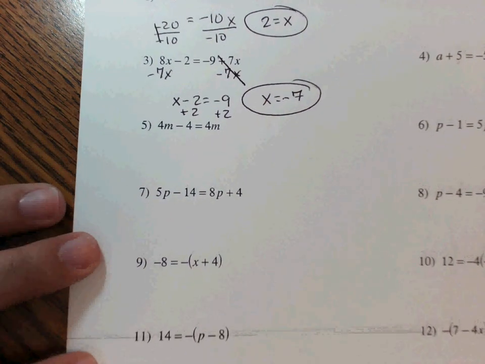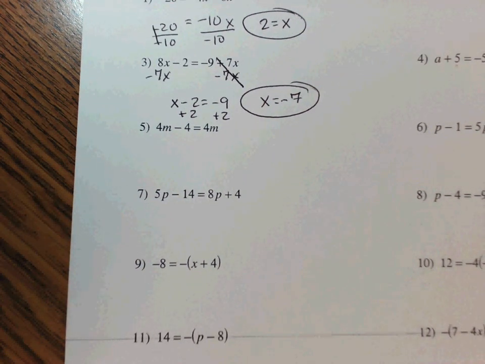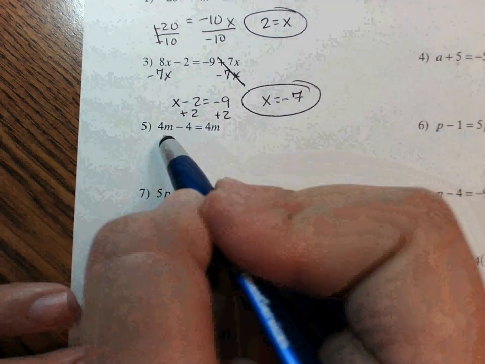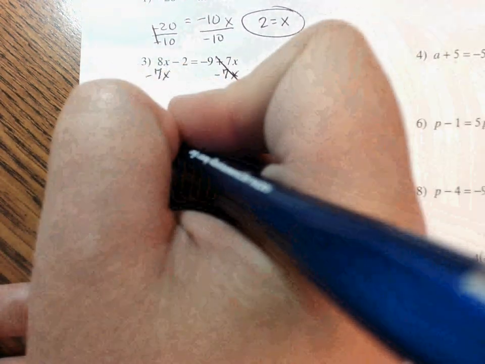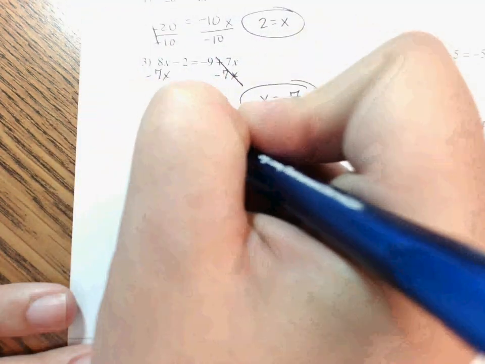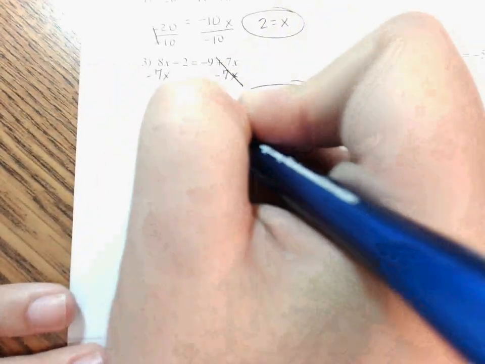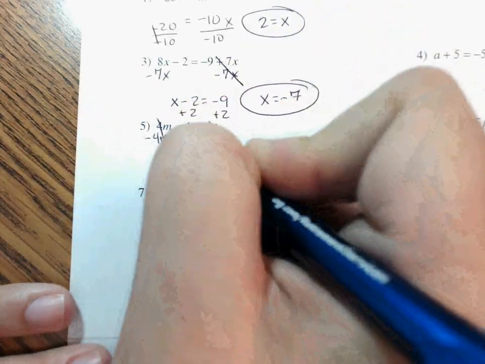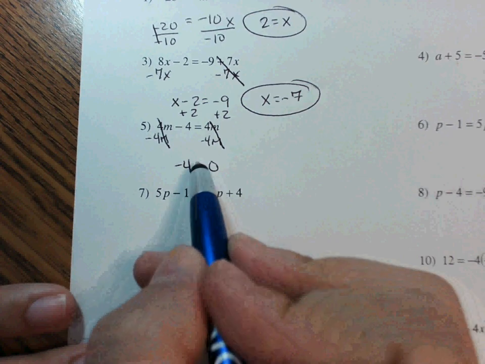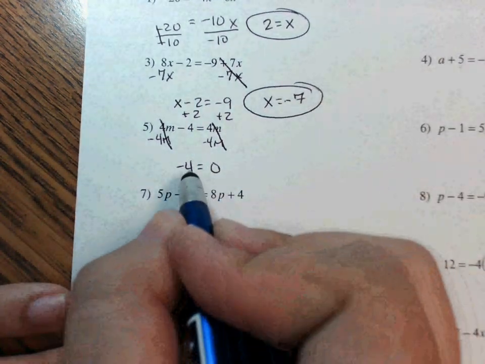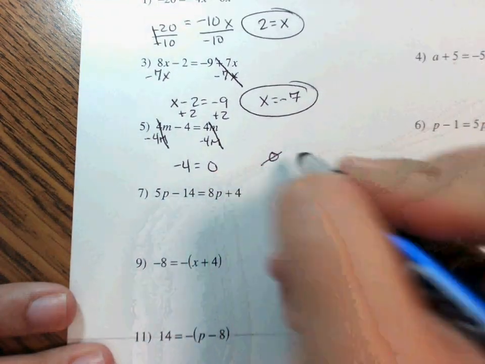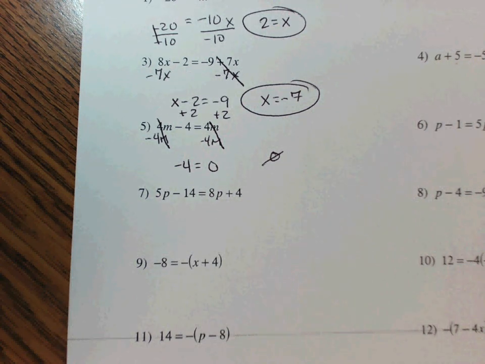Okay. On 5, this one is interesting. So if you see here, both of the variables are of the same value, so it doesn't matter which one you move. I'm going to take this one and move it over to this side. So it's going to cancel out here and here. So it's going to be negative 4 equals 0. And if that isn't possible, you're just going to put no solution. It didn't work.